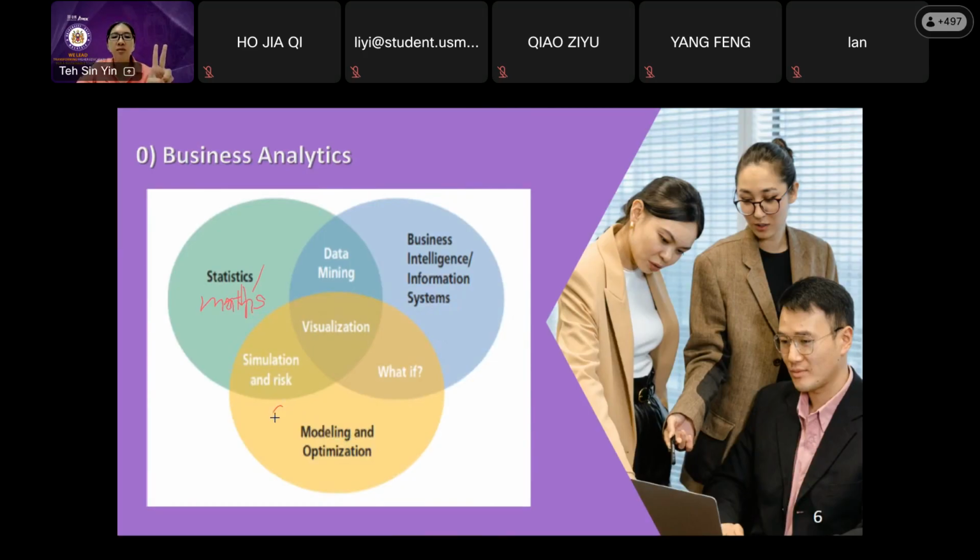Or sometimes you will see some people put it as computer science, or IT, information technology. Okay, and the third element is more on the business and management. Here, your textbook puts business intelligence and information systems. Some people will use business or management. These are the main three elements that form business analytics.